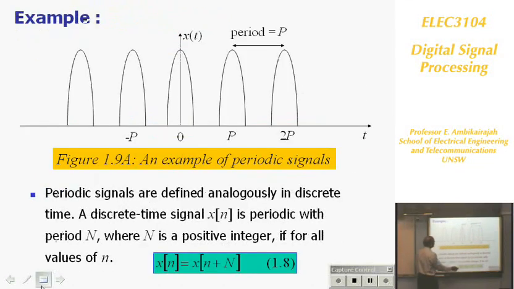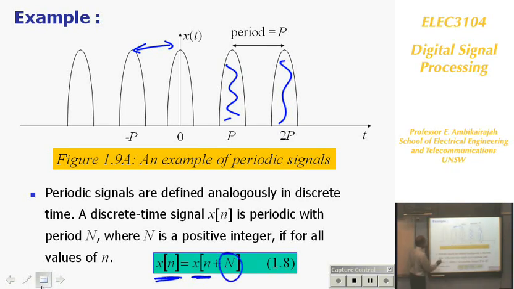Here's the waveform just showing you. Here's the signal. You can see this signal is repeating. This one is repeating at every P. So it's a periodic signal by looking at it. The same property applies for discrete signals, but you have to be careful there, because x(n) comes back again after N samples.